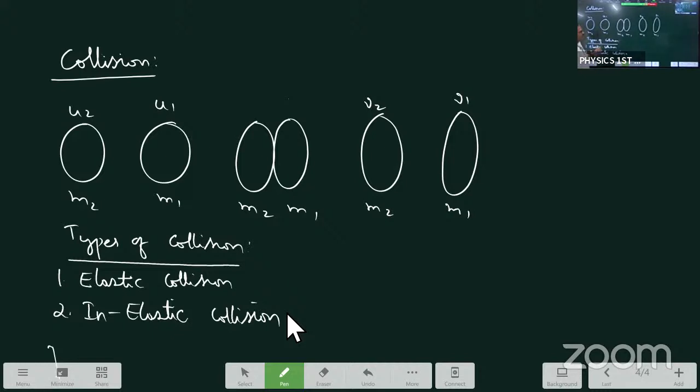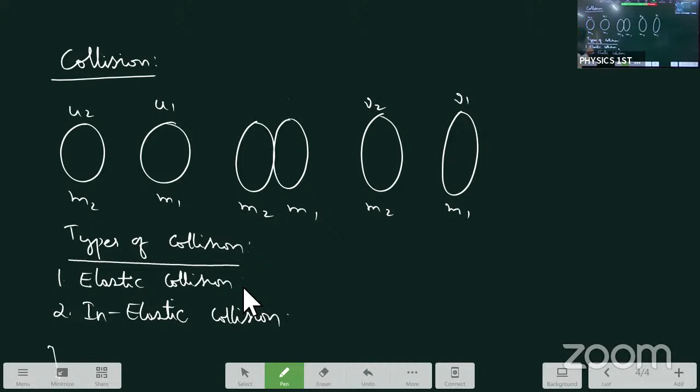Elastic collision means that during this collision, both linear momentum and kinetic energy are conserved. Both are conserved means that whatever the linear momentum is before collision, after collision the same linear momentum will be there. That is elastic collision. Inelastic collision means only linear momentum is conserved, kinetic energy is not conserved.